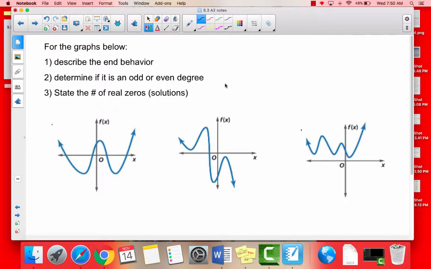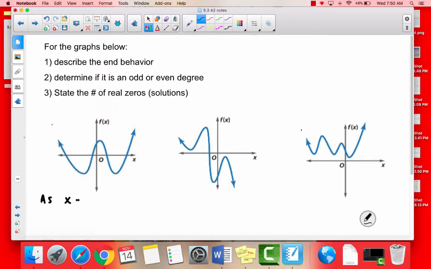So these are our last examples in this first video. All we're going to do for each of these is talk about what kind of end behavior they have, and then determine if we could tell if it's an odd or even degree. And then by looking at the graph, we want to figure out how many real zeros or solutions or roots, all the same thing, that we have. So let's look at the first example here. Notice in this problem that both of our sides of this graph, so over here and over here, the graph is going up forever.